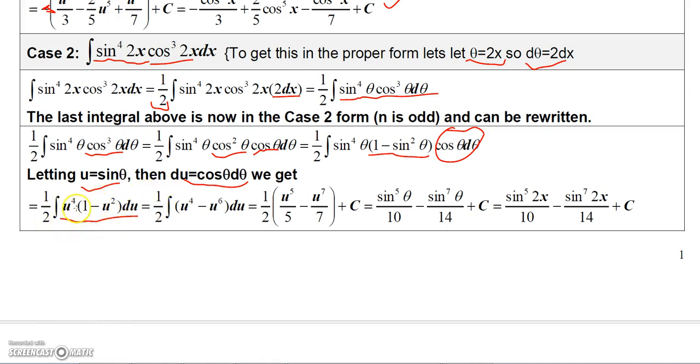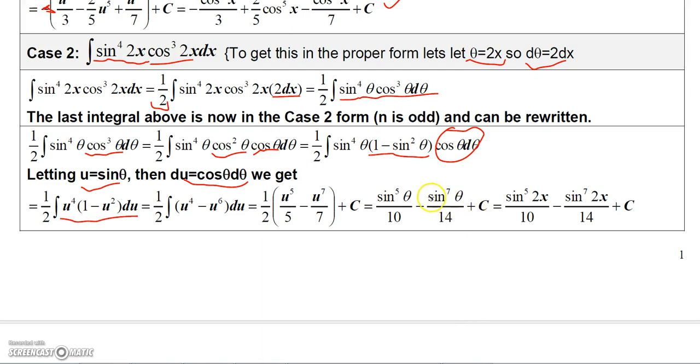Okay, so then distribute the u to the fourth through the 1 minus u squared, and you get u to the fourth minus u to the sixth, and then you can integrate u to the fourth and u to the sixth using the power rule. And so I get u to the fifth over 5 minus u to the seventh over 7, times a half. And so that'll be u to the fifth over 10 minus u to the 7th over 14. And then replace u with the substitution I used, sine theta. And so I get sine fifth theta over 10 minus sine seventh theta over 14. And then don't forget the constant.